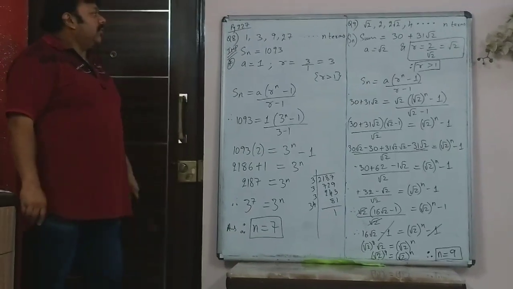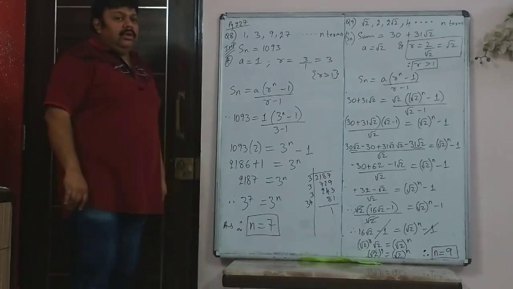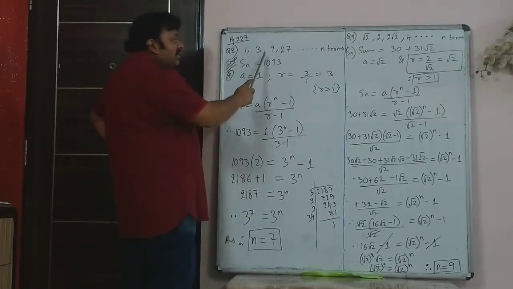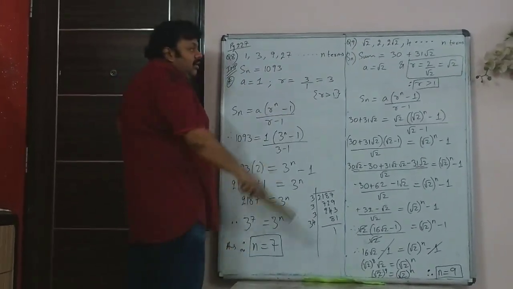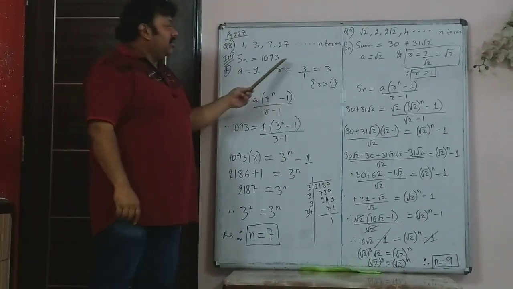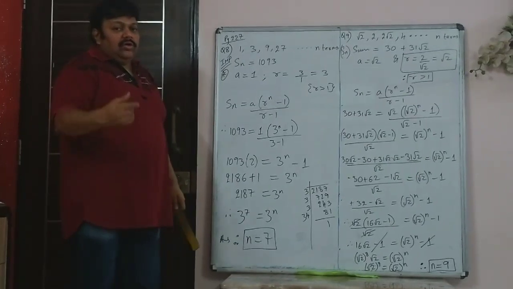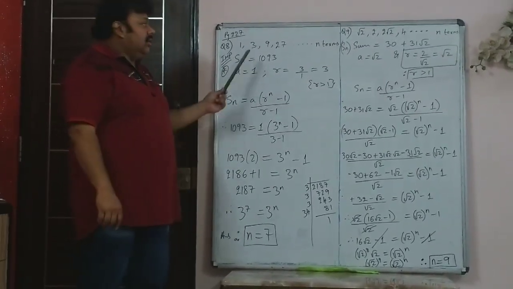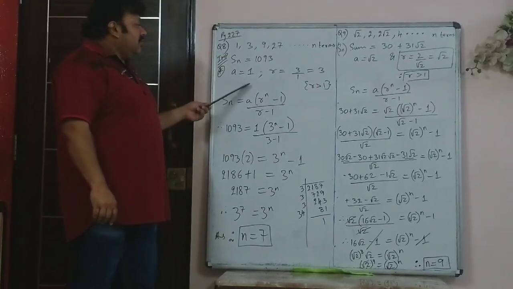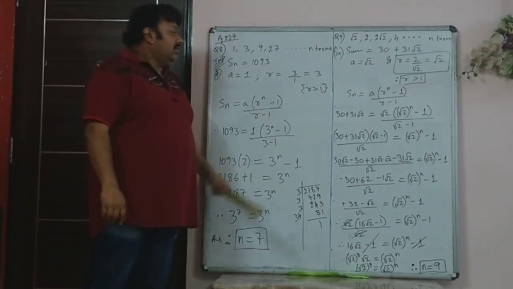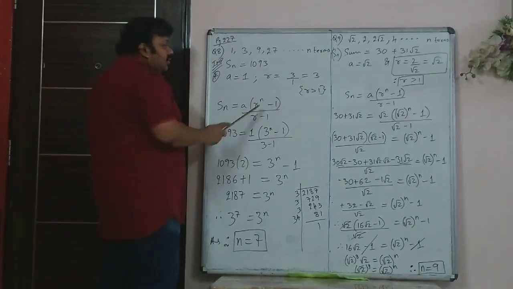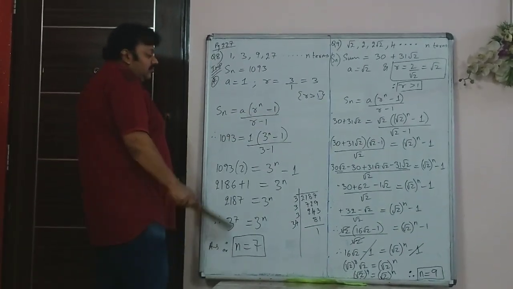Mark the eighth sum as important because it's a simple sum and it's a different type, in which you are given the GP 1, 3, 9, 27, etc. up to n terms. And the sum of all the n terms is 1093. So now you are asked how many terms are there, such that the sum is 1093. First, a is 1 and r is 3 upon 1, that is 3. r is greater than 1.